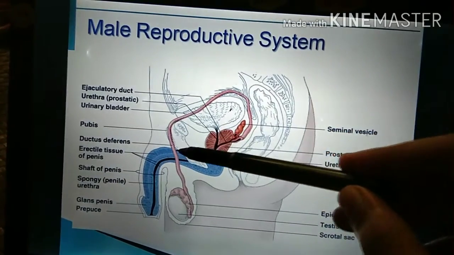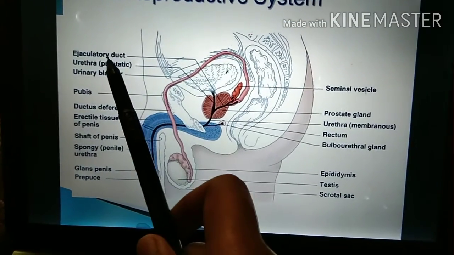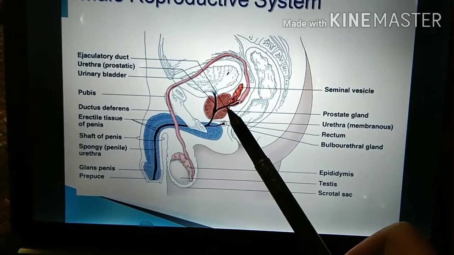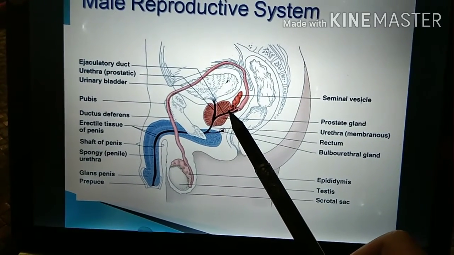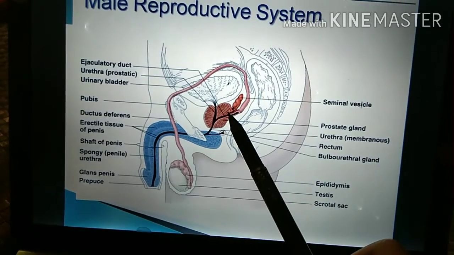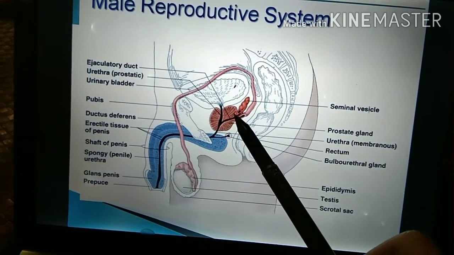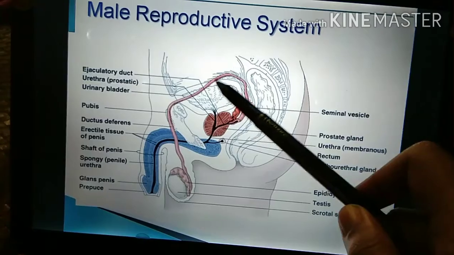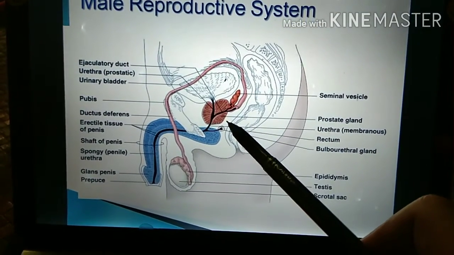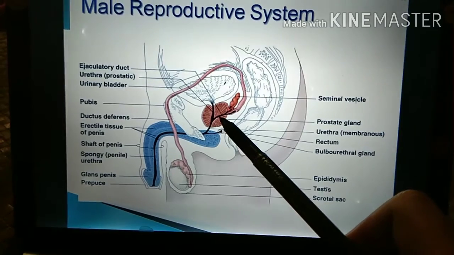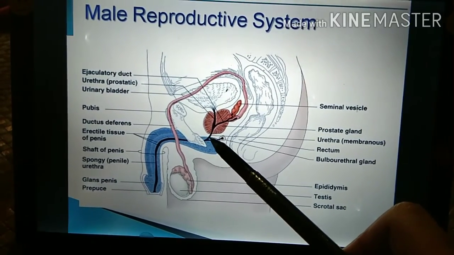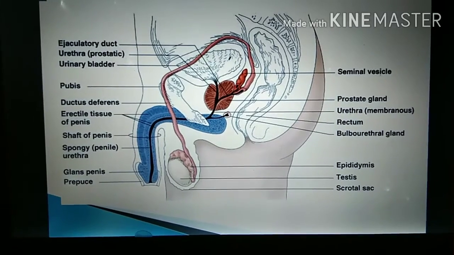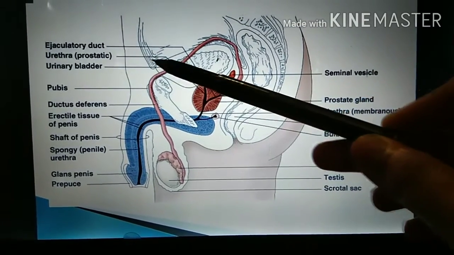The next part is what we call the ejaculatory duct. These are formed by the fusion of the vas deferens and the seminal vesicles. So after the sperm pass through the vas deferens, they go to the ejaculatory duct, and then they are released and pass to the urethra.